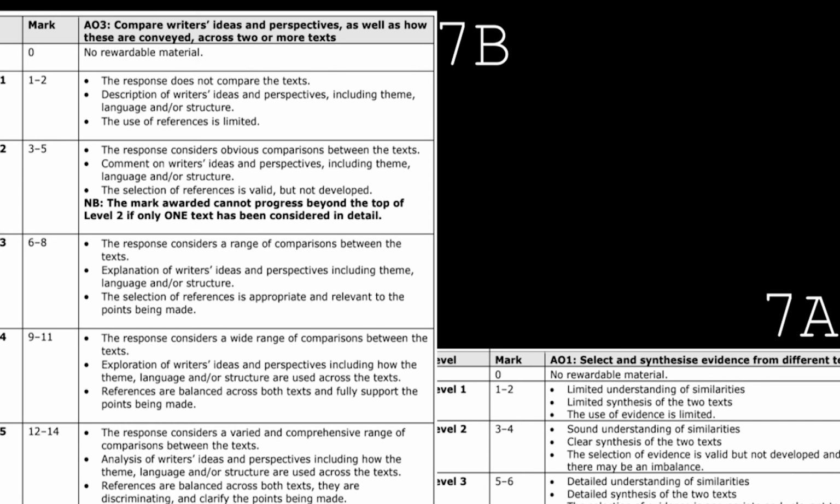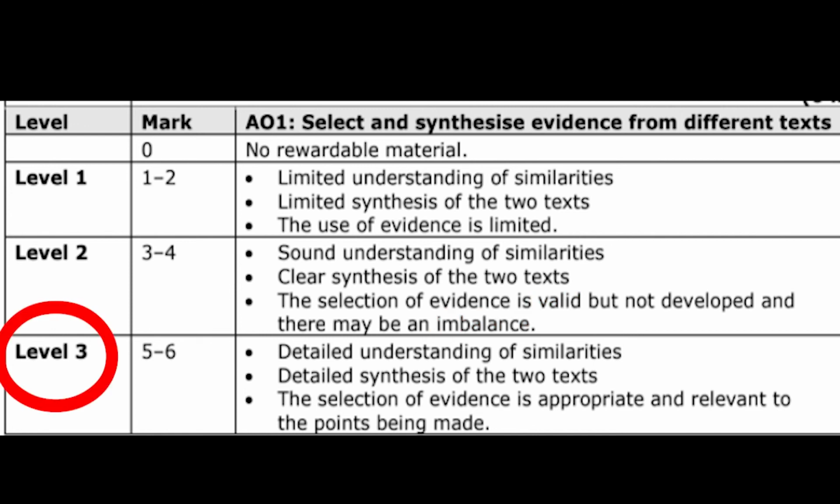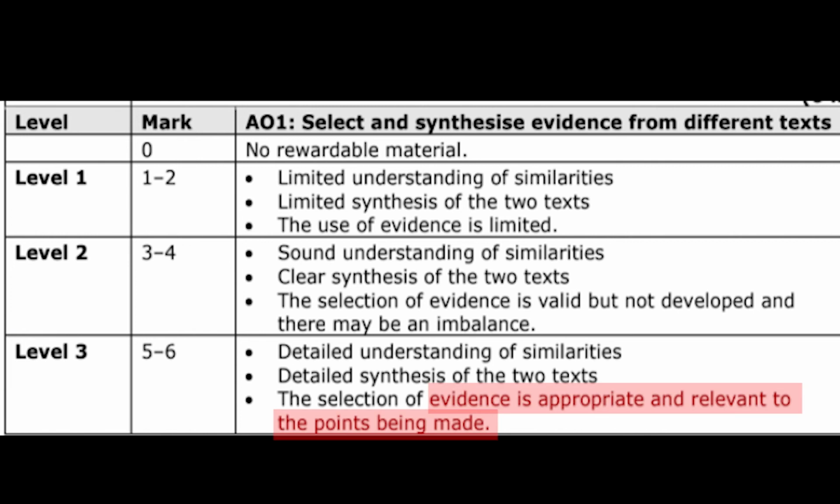For the two parts of the comparison mark scheme, we're going to look first at 7a. At lower levels, it says limited, meaning maybe one or two quotes not written down correctly or relevant to your point. And in the middle, it says valid but imbalanced, meaning the quotes match the point but aren't taken from both texts. At the very top of the mark scheme, it says quotes of this level must be appropriate and relevant to the points being made, meaning equally balanced and matching the point you made.